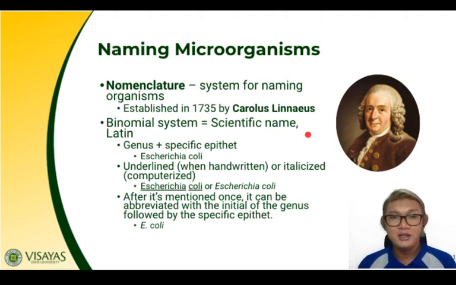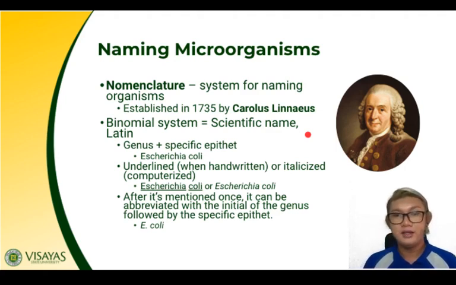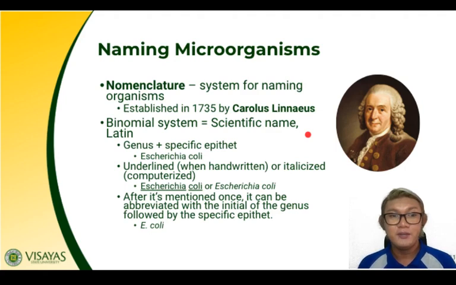If I say I am referring to the E. coli, the Escherichia coli, everyone knows that E. coli is that particular organism, not the Salmonella or the Bacillus, but the E. coli that you're referring to. That's why giving a scientific name using the Latin language is very important. Okay. So since it is binomial, two names are required. You must have a genus name and the specific epithet. Just like the species Escherichia coli, the genus is Escherichia and the specific epithet is coli.